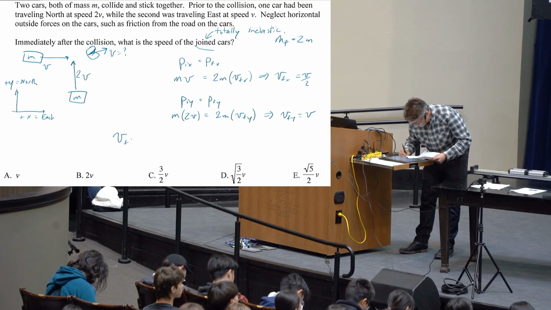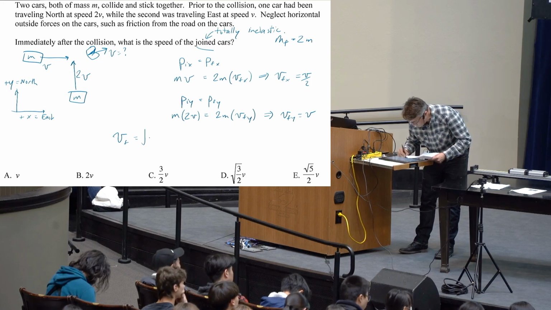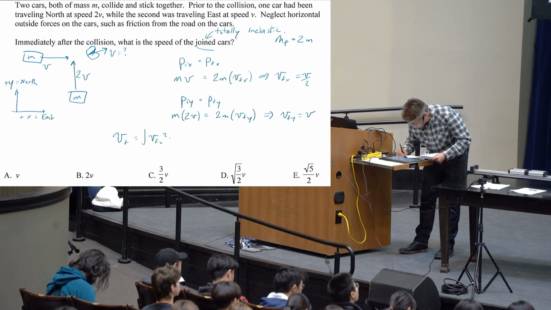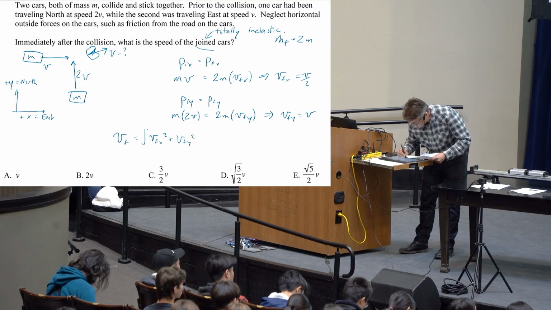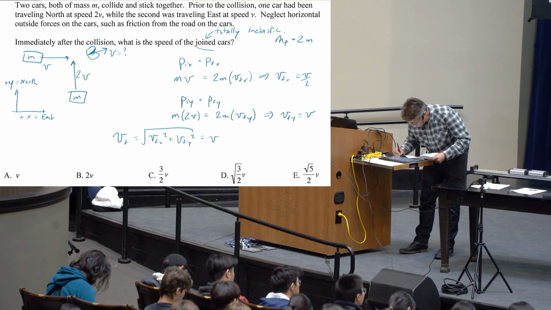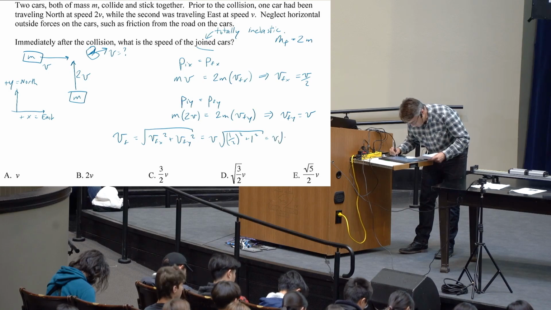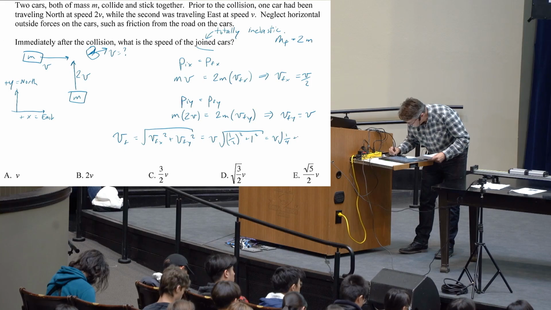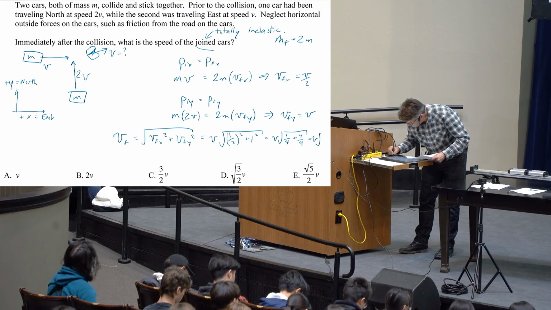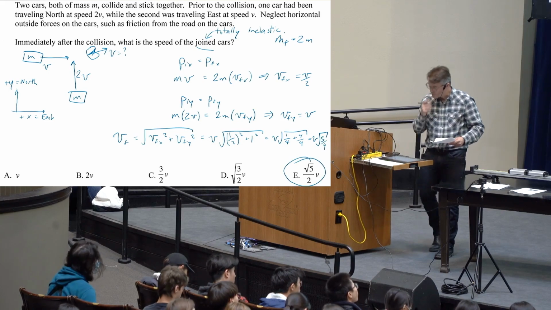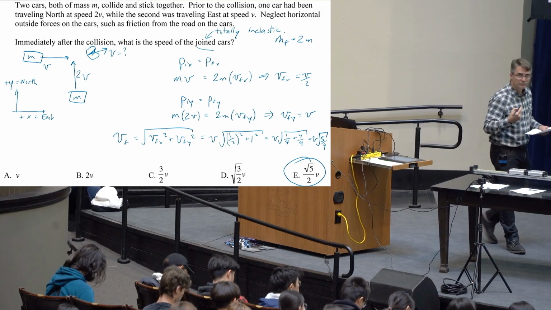So v final is equal to the square root of v final x squared plus v final y squared. You're just doing Pythagoras. Pull out the v, you get 1/2 squared plus 1 squared. It's equal to v times the square root of 1/4. Do a common denominator, 4 quarters, I guess. It's v times the square root of 5 over 4. So square root of 5 over 2 is e.